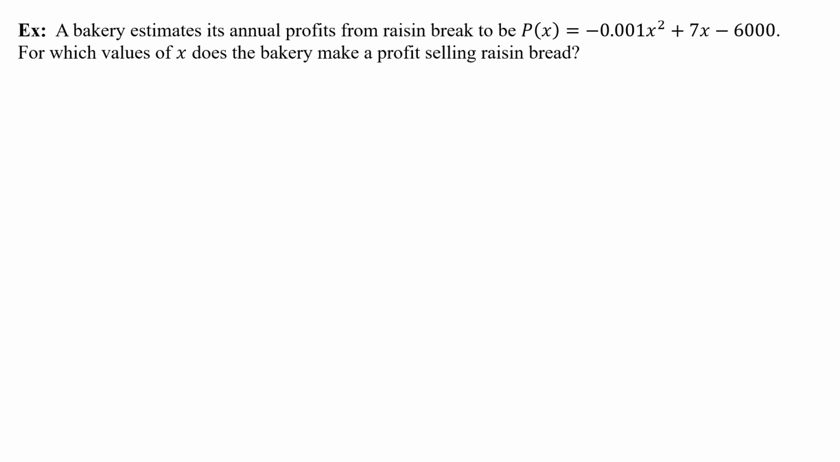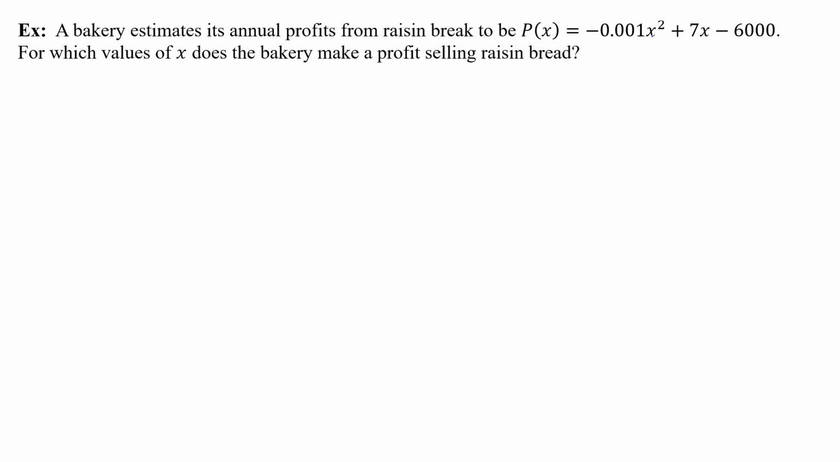Here it says a bakery estimates its annual profits from raisin, I think that's supposed to be bread, I must have had a typo there, to be P of x equals negative 0.001x squared plus 7x minus 6,000. For which values of x does the bakery make a profit selling raisin bread? Okay, so other than the typo, that looks good.